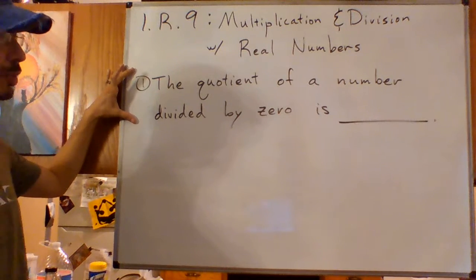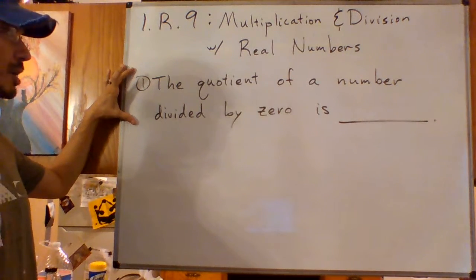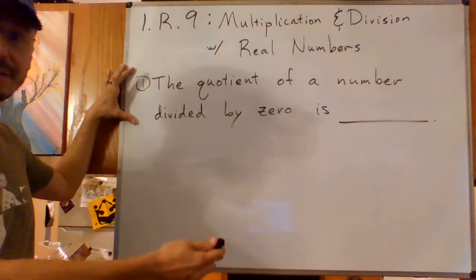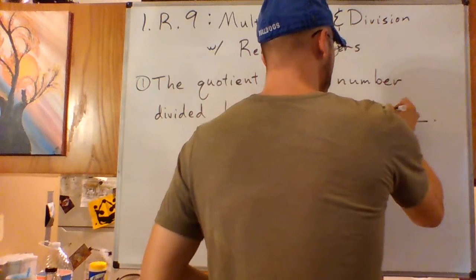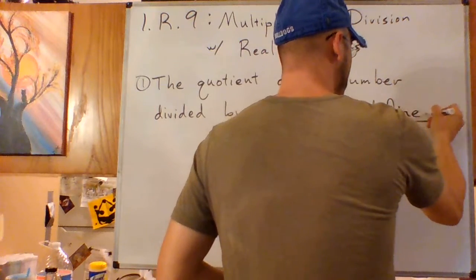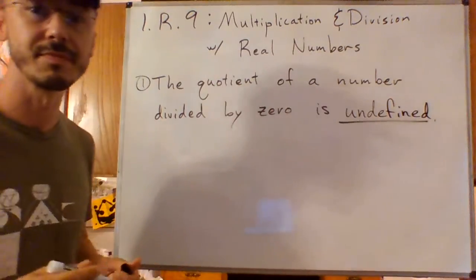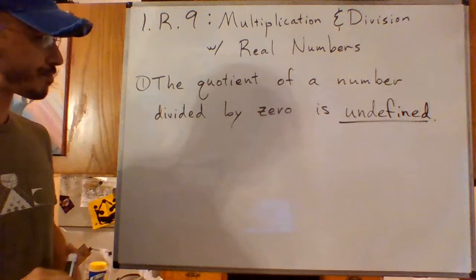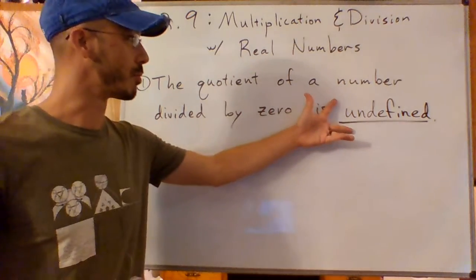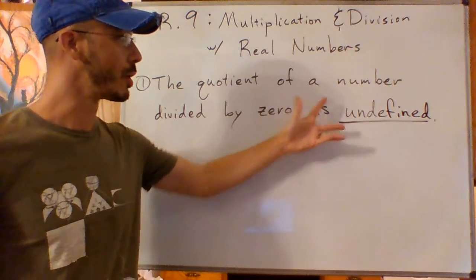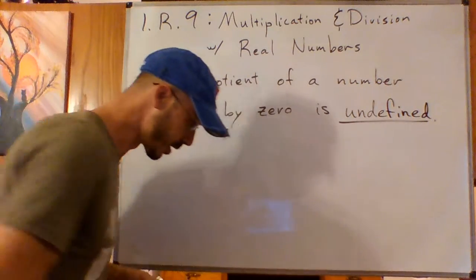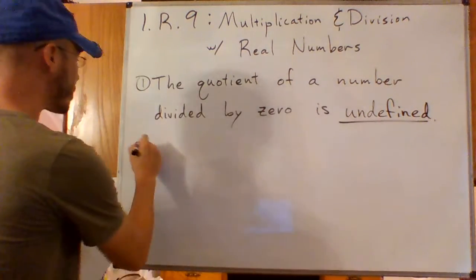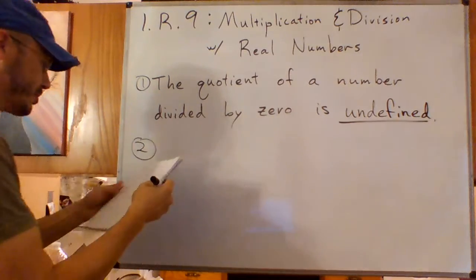The first one is kind of wordy. The quotient of a number divided by 0 is blank. And that's always undefined. So that's our word for the result when you divide by 0. And that'll be one of the choices on Hawks very often.